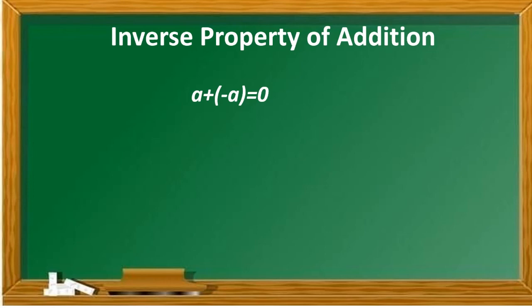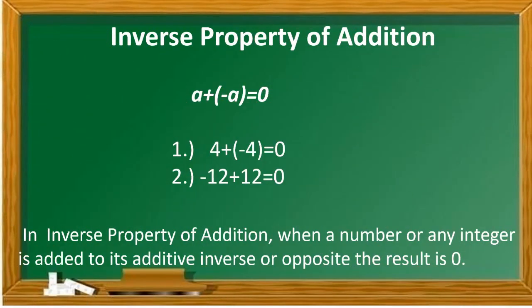For example, 4 plus the additive inverse of 4, which is negative 4, is equal to 0. Another example, negative 12 added to its additive inverse, which is 12, is equal to 0. The inverse property of addition is that when a number or any integer is added to its additive inverse or opposite, the result is 0.